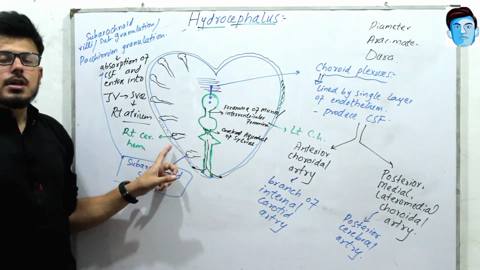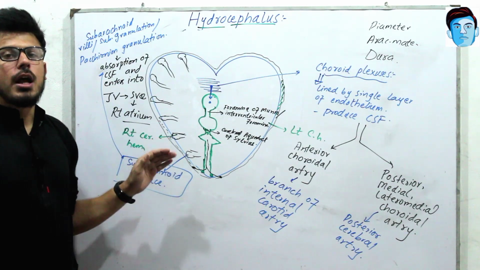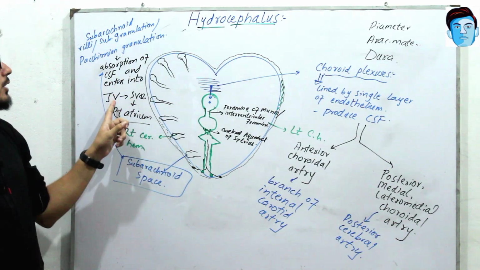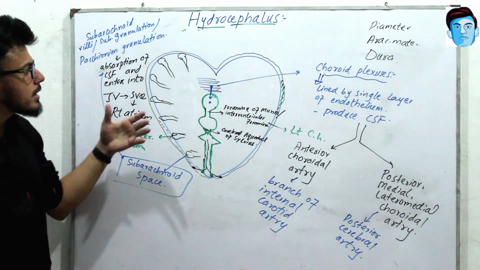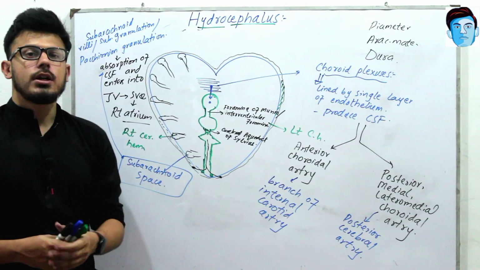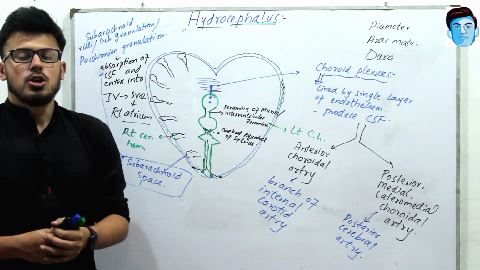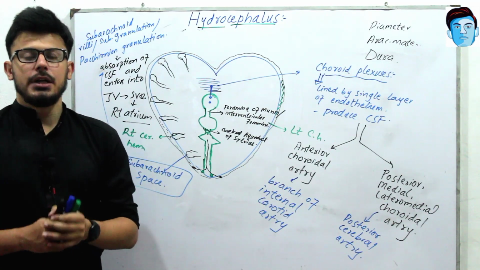Now, in the subarachnoid space, there are arachnoid villi which help in the absorption of CSF. Then it enters the jugular vein, superior vena cava, and ultimately reaches the right atrium. Now, this is the normal pathway of the flow of CSF. Now there is another important question: what is the serum marker for hydrocephalus? Always remember that the serum marker for hydrocephalus is called beta-2 transferrin.